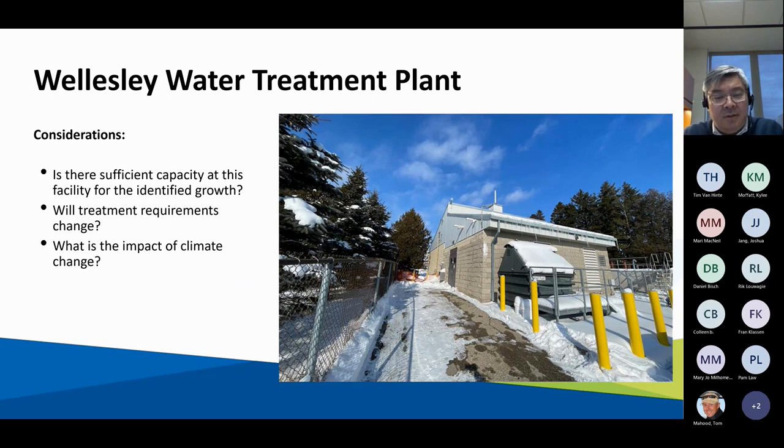capacity at the facility for the identified growth? Will treatment requirements change in the future that may require additional processes and then additional buildings? And what is the impact of climate change? We all know it's important and it's a very serious consideration. How does that affect our ability to supply water?